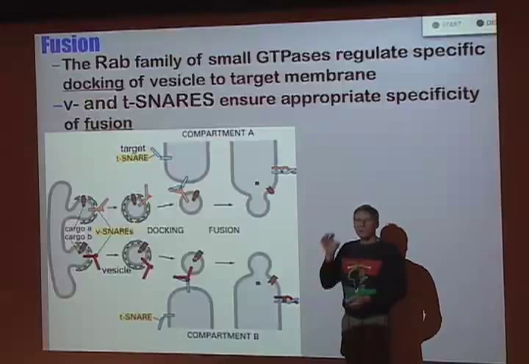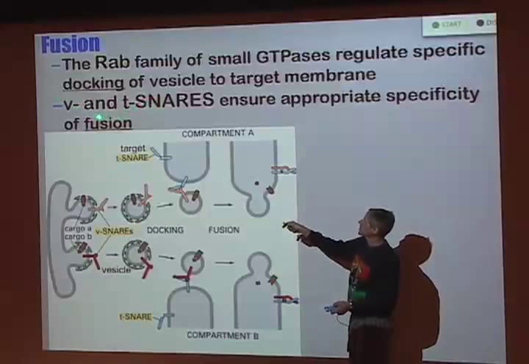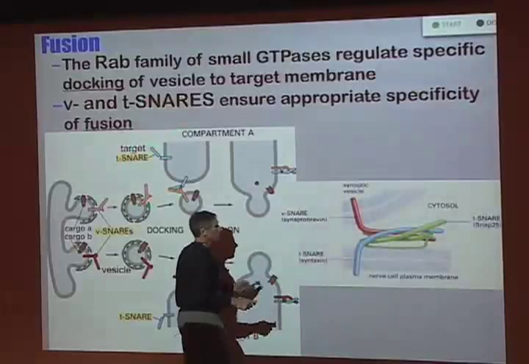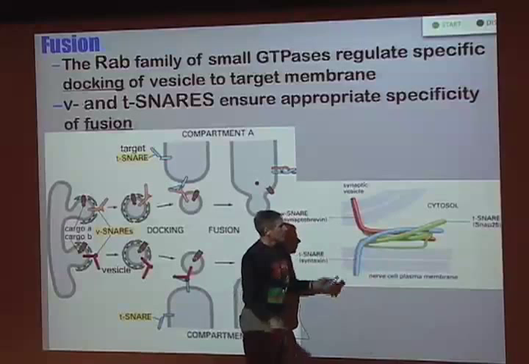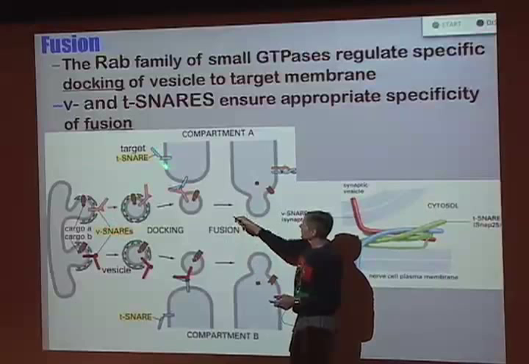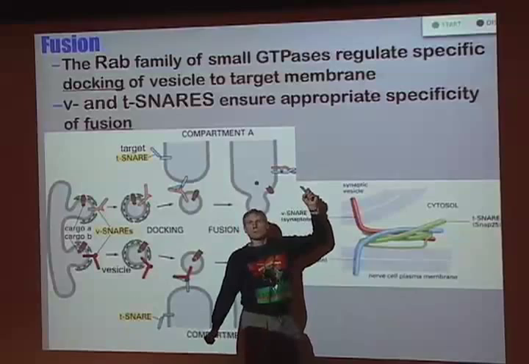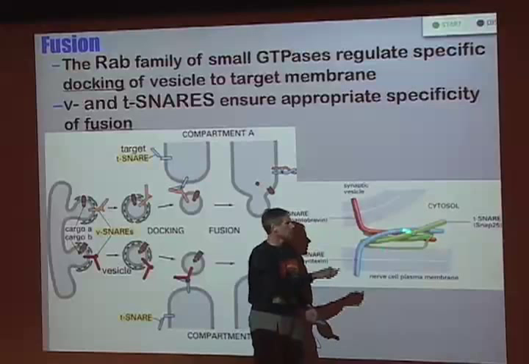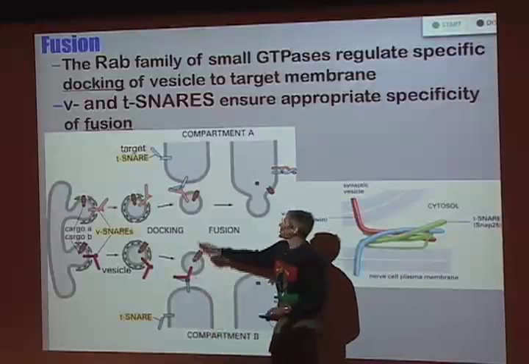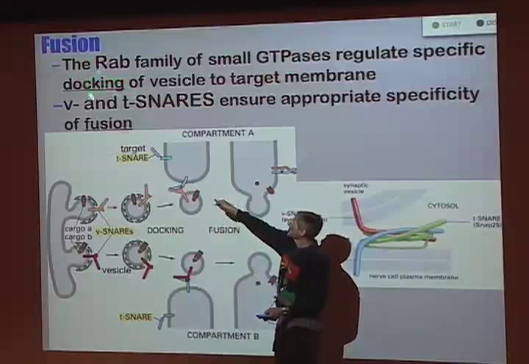The second class are SNAREs. SNAREs are these long alpha helices which wrap around each other. There are specific SNAREs for the vesicle, v-SNAREs, and for the target, t-SNAREs. They recognize each other and form a kind of cocked spring, the energy from which drives membrane fusion, the opening up of the two bilayers. And there's an ATPase that unwinds them after fusion. So Rabs and SNAREs: targeting, docking, and fusion.